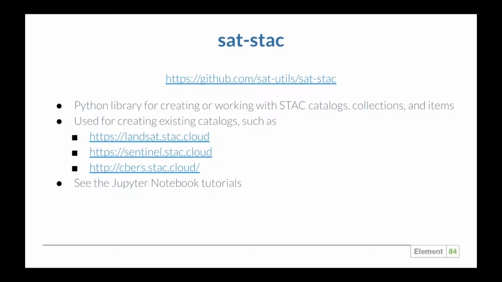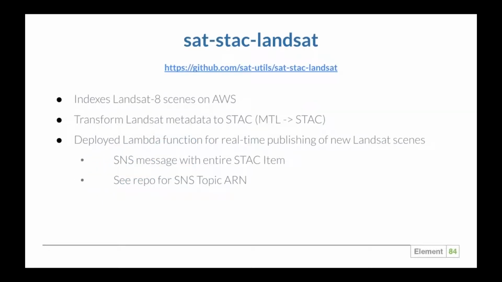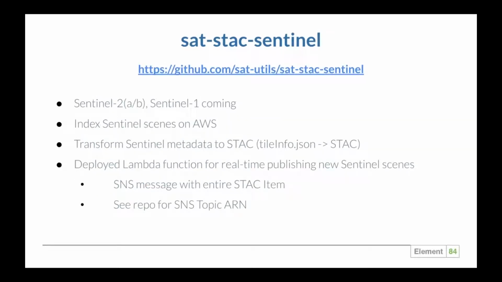I point these out only because they're pretty good examples of how to create STAC records from existing metadata. And in the case of both, Sentinel's actually is up to date. The Landsat one's not. But both of them actually deploy a Lambda function. So this is actually a currently running Lambda function that will go and publish new STAC records every time a new scene is available on AWS. So that's available for anyone to use.